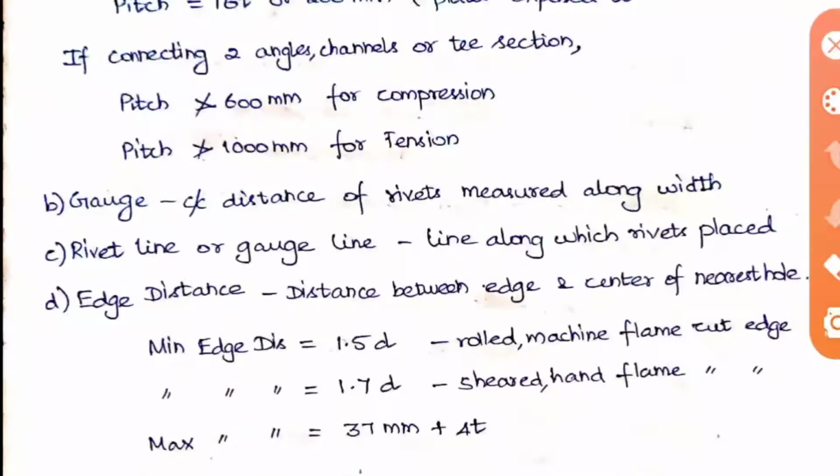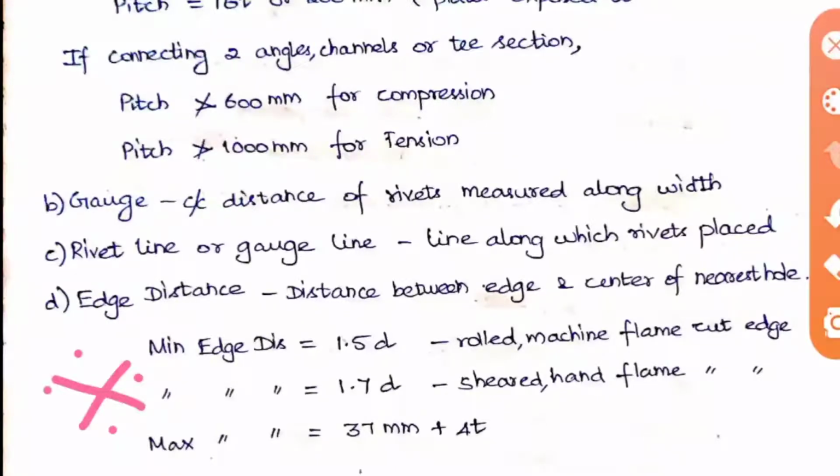In the gauge, it is the center to center distance of the rivets measured along the width. So we already saw that. And the third is the rivet line or gauge line. That is also shown in the picture. It's the line along which the rivets are placed. And the D is the edge distance. This is also another important thing. It is the distance between the edge and the center of the nearest hole.